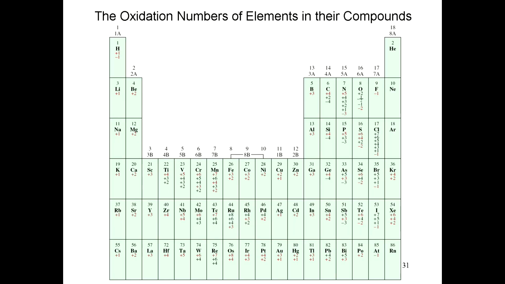See, this guy can be minus 1, plus 1, plus 5. So it can show different charges, so you need to figure out which charge. But fluorine is always minus 1, and this guy basically always plus 1. And oxygen in most situations is minus 2. So this is why we figure out the easy ones first, and then we figure out the others.